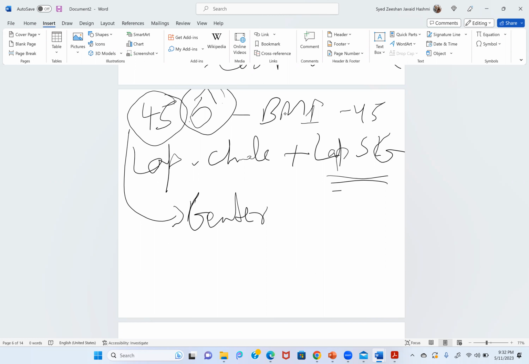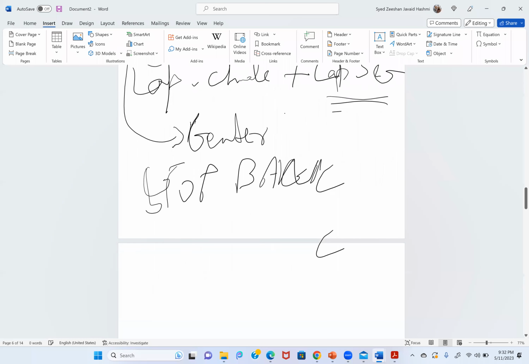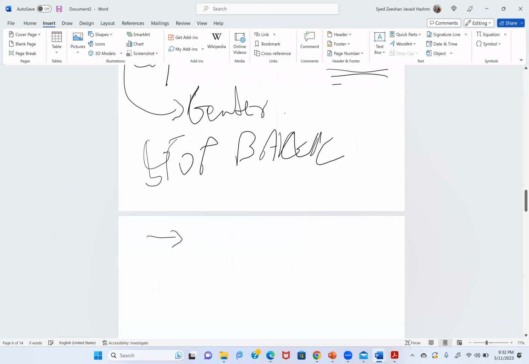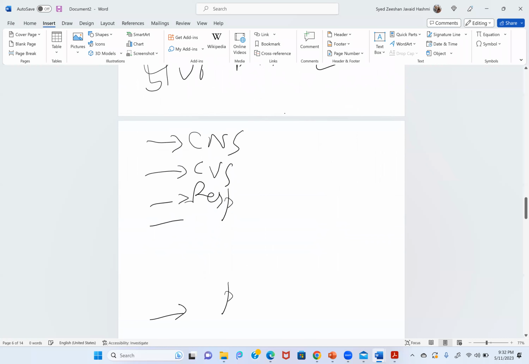Then the disease under consideration: maybe this patient has no other medical disease, and obesity itself is the disease. Then you will have STOP-BANG, and then you will see the problems in this patient in all systems like CNS, CVS, respiration, musculoskeletal, endocrine.